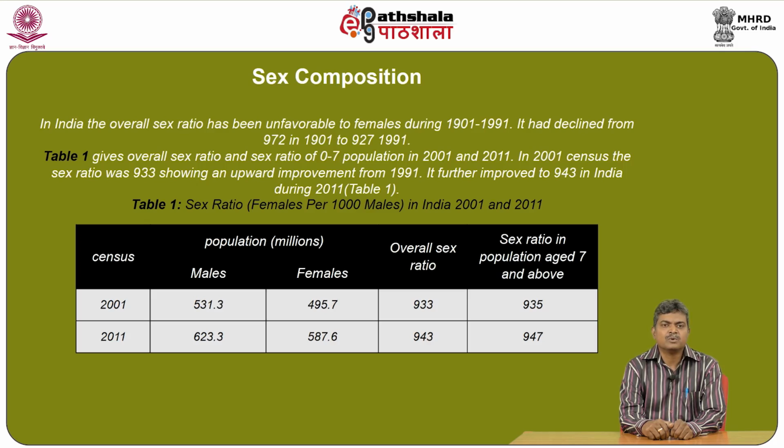We can refer to Table 1. It describes the sex ratio, females per 1,000 males, in India in 2001 and 2011. In 2001, the overall sex ratio was 933. The sex ratio in the population aged 7 and above is 935. In 2011, the overall sex ratio is 943, and in the population aged 7 and above it is 947.